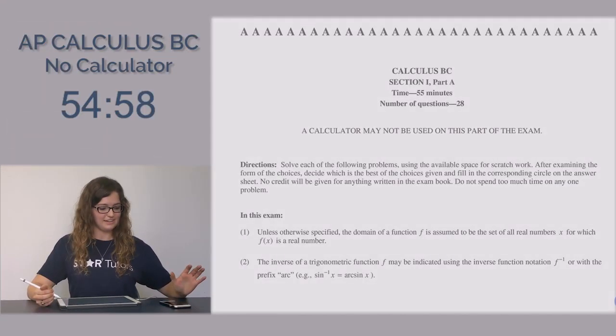I have a timer here, and we also have someone over there timing, so there are 2 timers, and you'll see a timer at the bottom of your screen as well. We've got 55 minutes, 28 questions, no calculator, BC exam. If you guys are ready, I'm ready. Let's do it. 3, 2, 1, go.